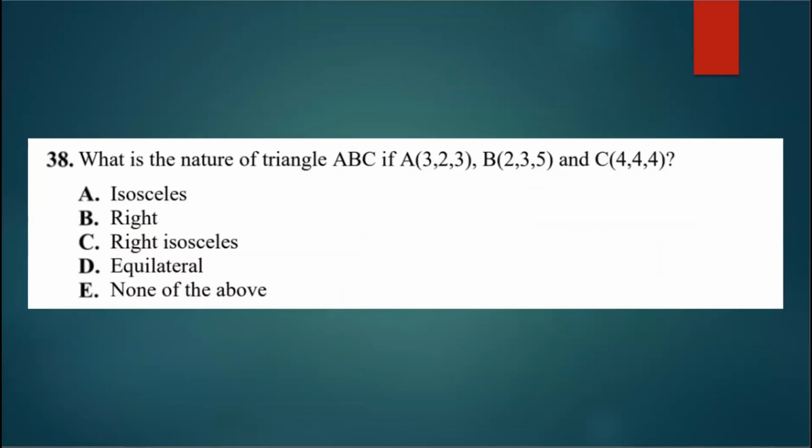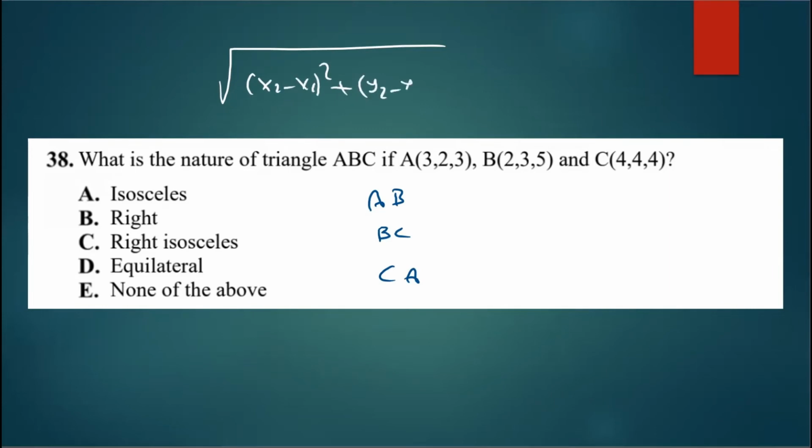Wow, again the same question that happened in May, also Level 1, but with different numbers. I need the nature of the triangle, whether isosceles or whatever. So I will find the lengths AB, BC and AC using the formula I explained before in a previous video. It will be x2 minus x1 all squared, plus y2 minus y1 all squared, plus z2 minus z1 all squared. I will try my best to do that quickly.